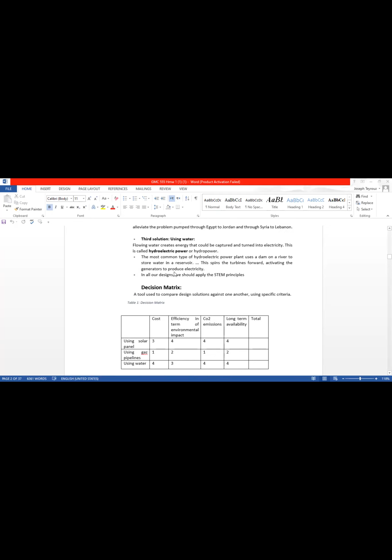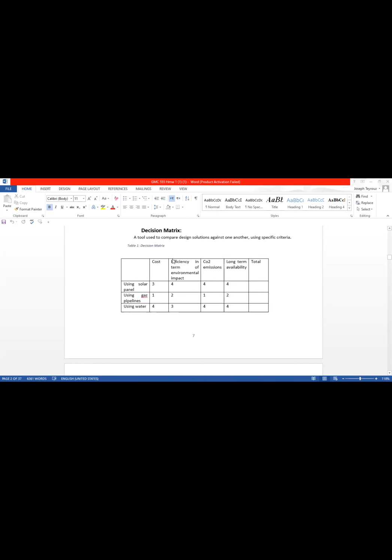Okay, now we're going to do a decision matrix about our three solutions. We're going to compare the cost, the efficiency, the CO2 emissions, and the long-term availability. First, using solar panel. In terms of cost, using water is the best. In terms of efficiency and environmental impact, using solar panel is the best. In terms of CO2 emissions, we see that the solar panel and the water are the best. In terms of long-term availability, both solar panels and water could be used.